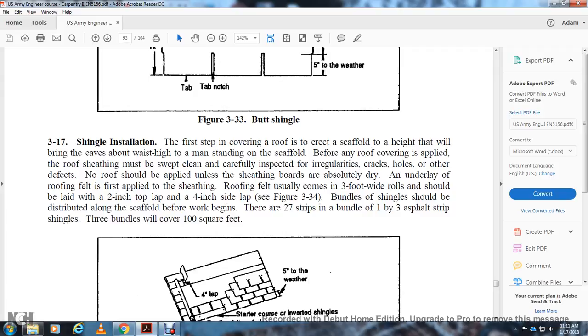boards are absolutely dry. Underlay roofing felt is first applied to the sheeting. Roof felt usually comes in 3 foot wide rolls. It should be laid with a 2-inch top lap and 4-inch side lap.